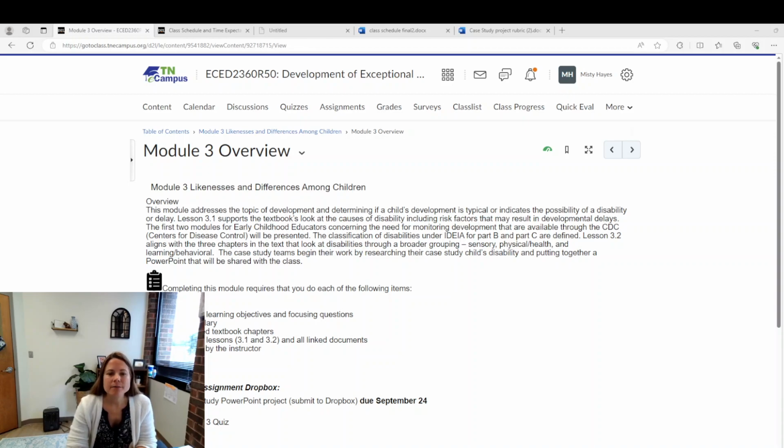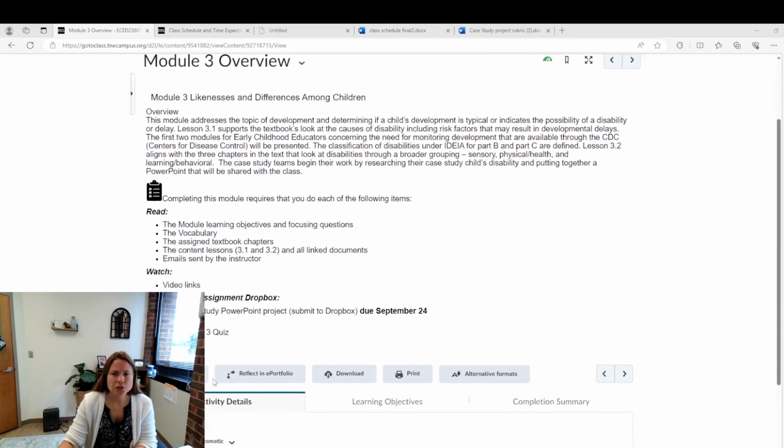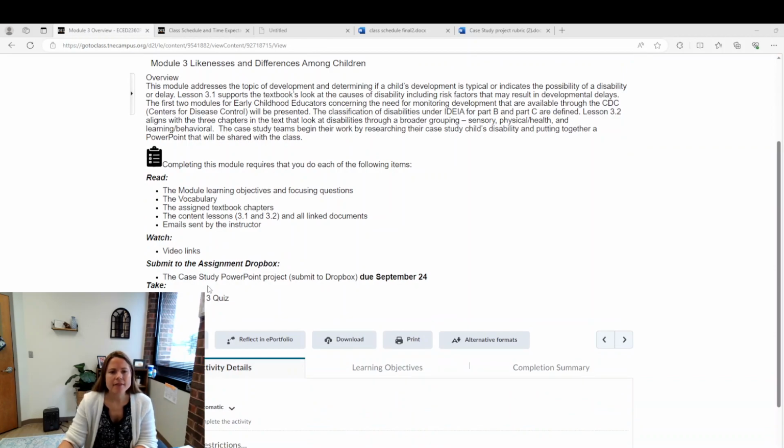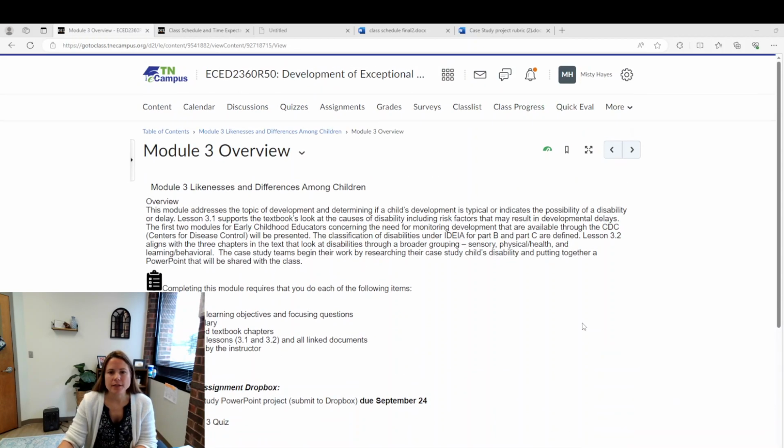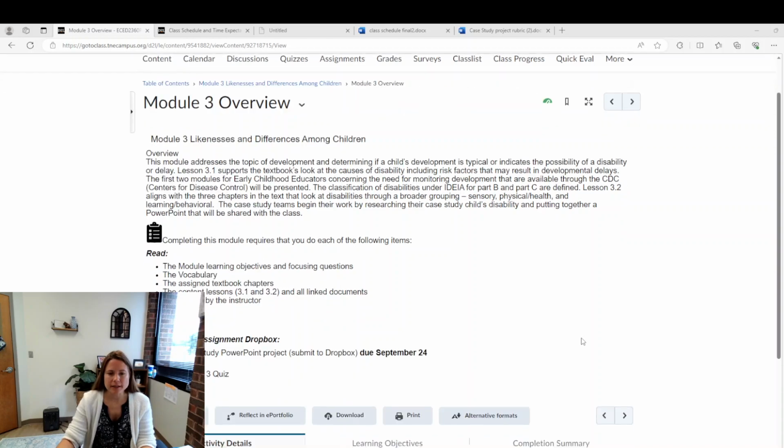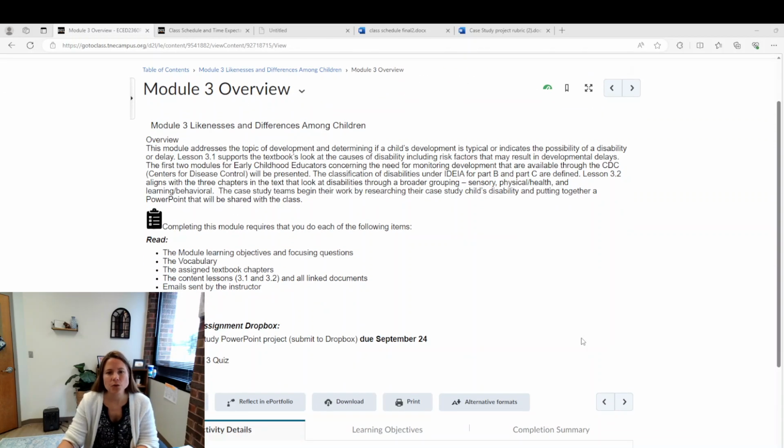This is going to be specifically talking about kind of what we're going to be looking at. So you'll see down here, it lists the things you should read. It talks about the links. Make sure you're looking at any links. And then it says what you will submit to Dropbox, which of course is going to be your case study PowerPoint on the child that you choose and their disability, which is due September 24th. And then you have the Module 3 quiz. You do have 2 weeks to complete it. It opens today, and the Module 3 will close on September 24th.